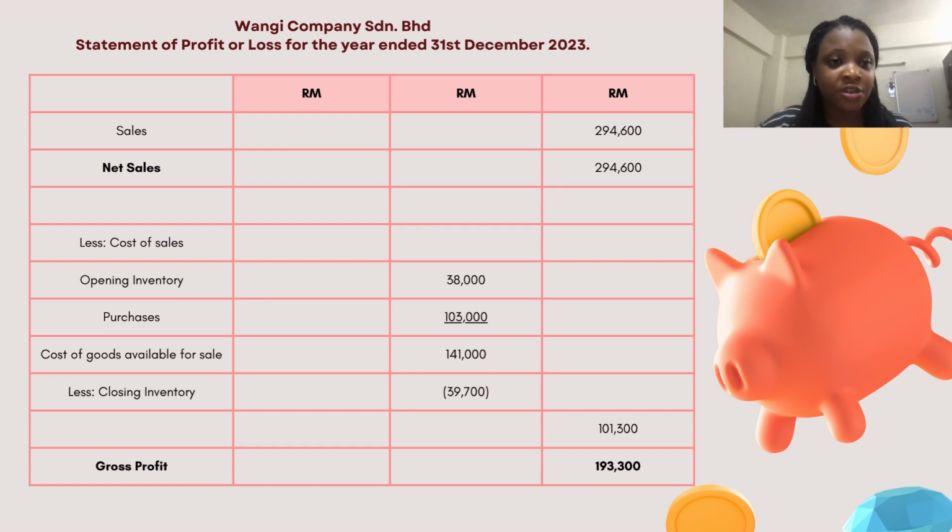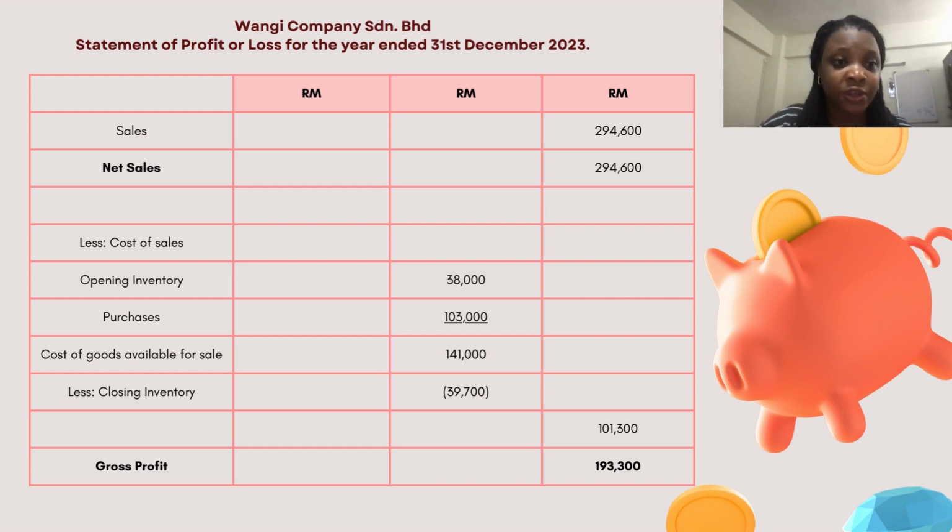So from our question, we know that the company's name is Wangi Company. And since we're preparing the SOPL first, we must include the statement of profit or loss. And the date is the year ended 31st December 2023. And the question has given us Ringgit Malaysia as the currency. Since we're in Malaysia, we must include the currency, which is Ringgit Malaysia, or RM for short.